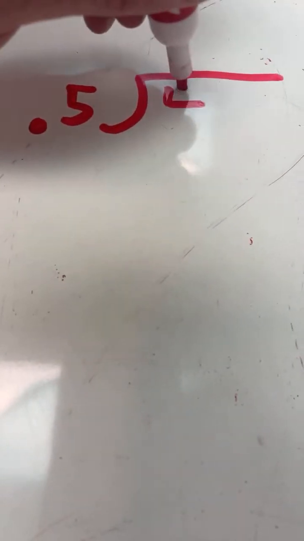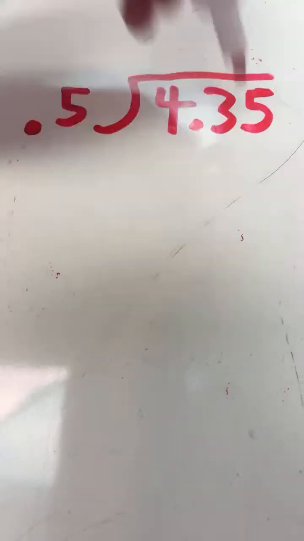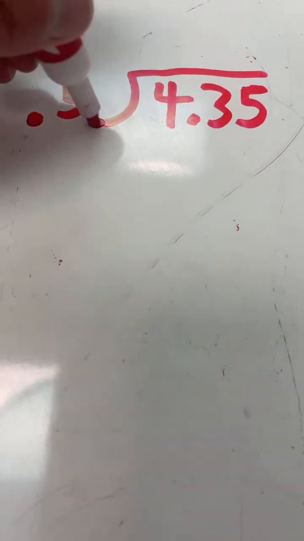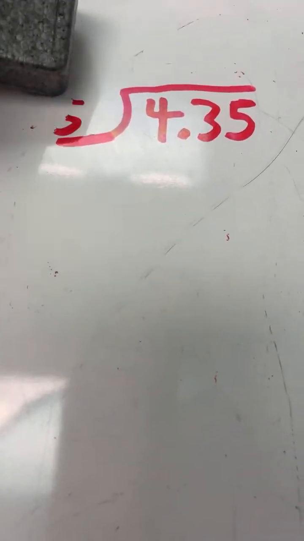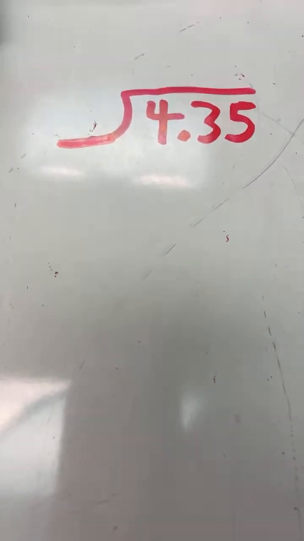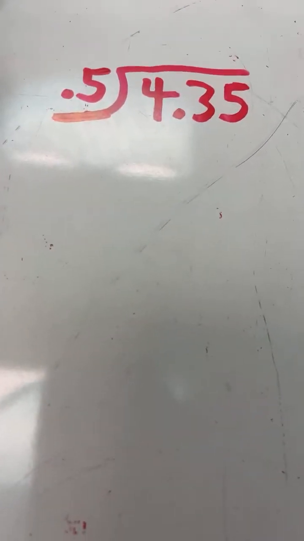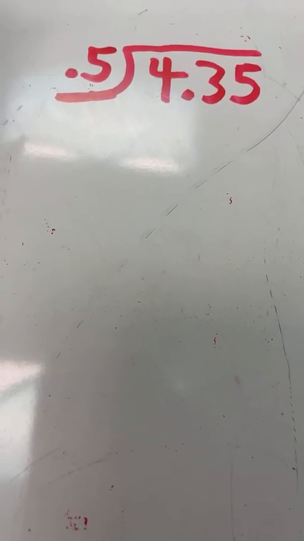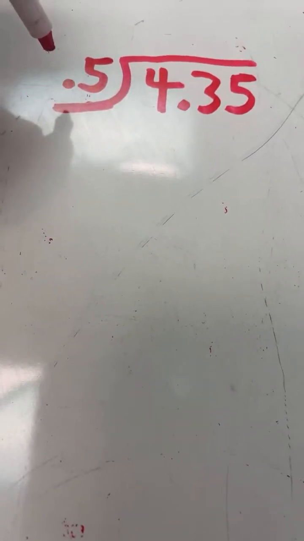All right, next example problem. So we have 4 35/100. Another way of saying that is 4.35 divided by 5/10, or 0.5, however you want to say it. Let me just make that a little neater there. So step 1, we move the decimal point over to ensure that the number we're dividing by is a whole number, because the number outside of the square has to be a whole number.